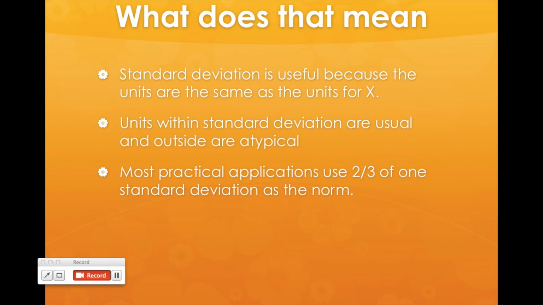Values within one standard deviation are usual, while values outside one standard deviation are atypical. And most practical applications use about two-thirds of the values within one standard deviation as the norm. So it's not that one standard deviation is equal to the norm.